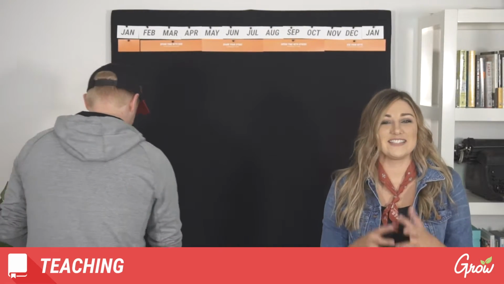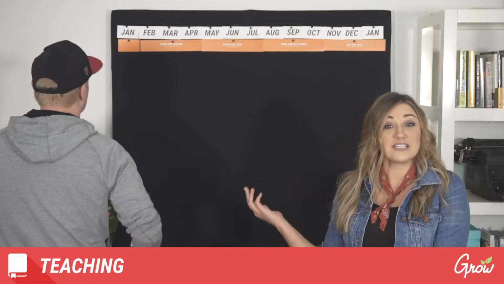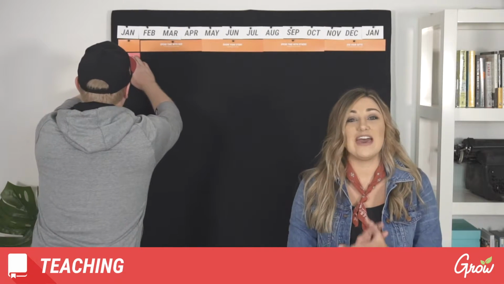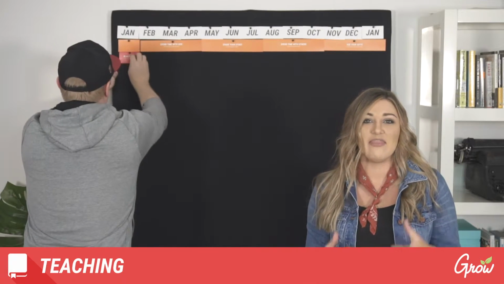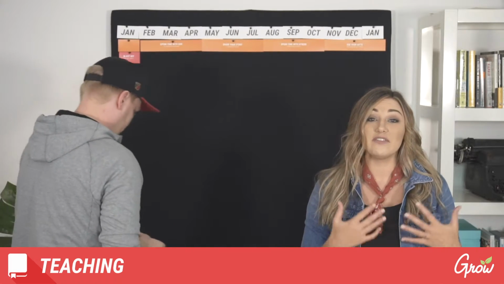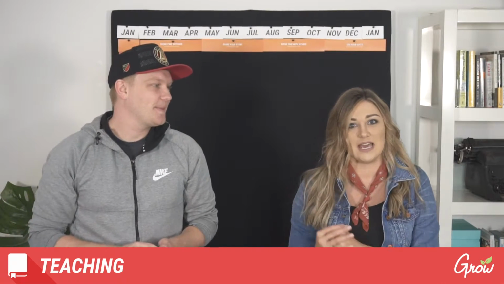Hooray! And guys, now you may have noticed that there are 13 months on the calendar behind us. That is because Blast Off is a completely free bonus month of curriculum that you get when you join Grow. So we'll give you 12 months of curriculum plus this free one-time series to help you launch well. So that's why we have 13 months on the board.